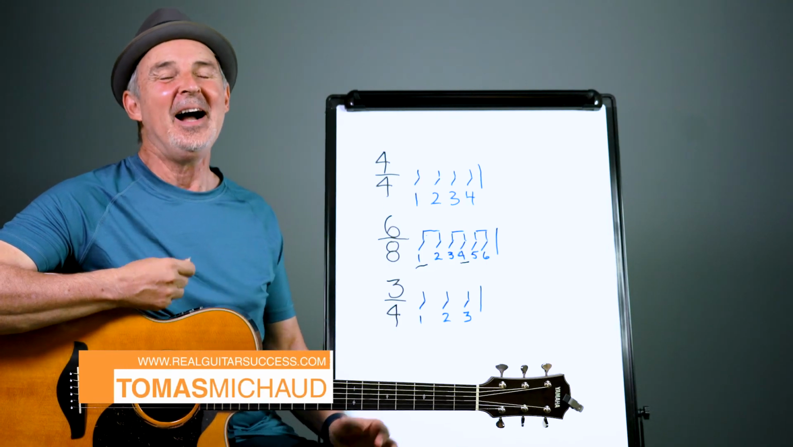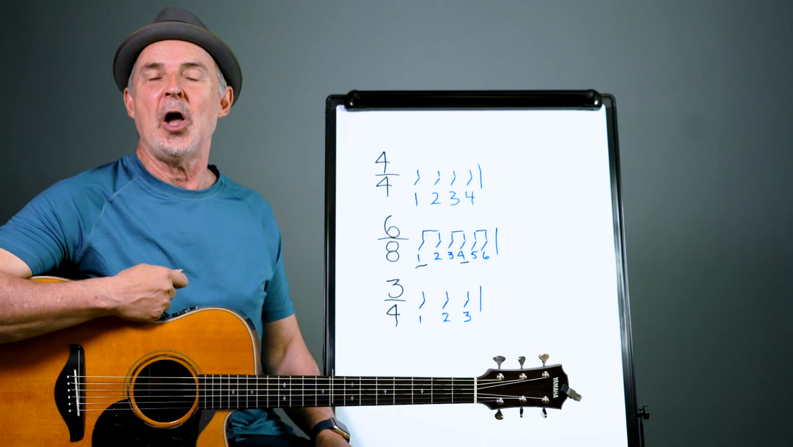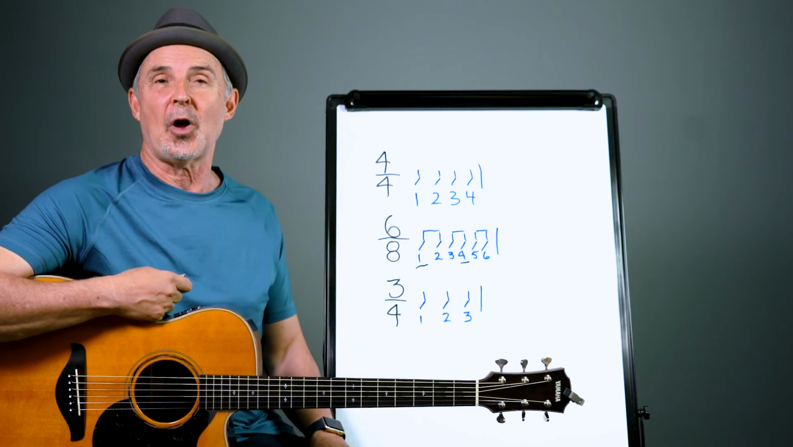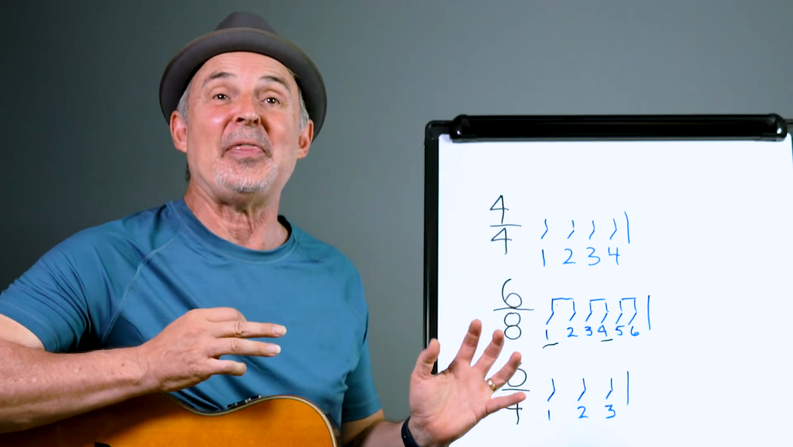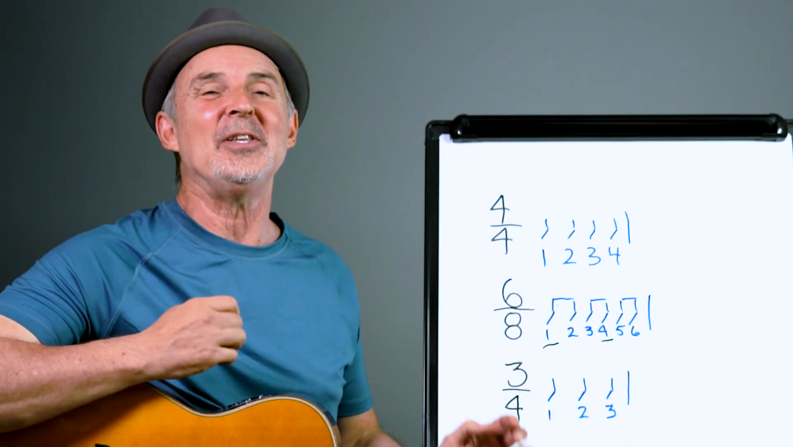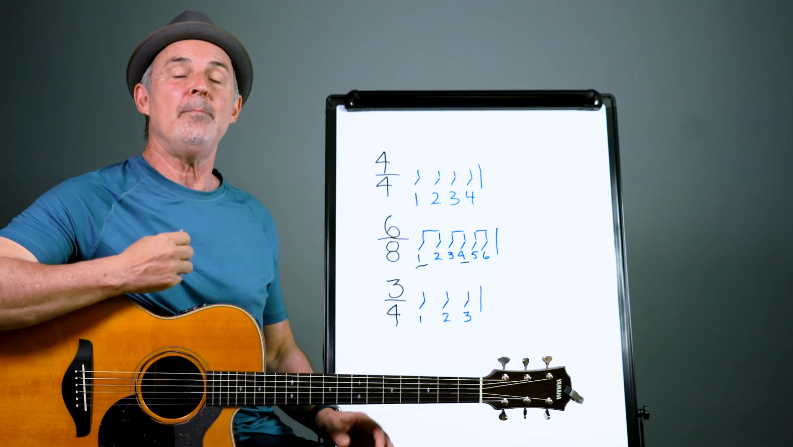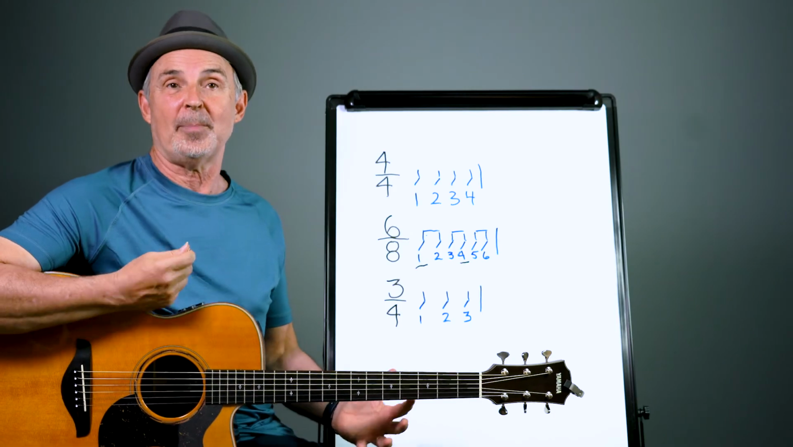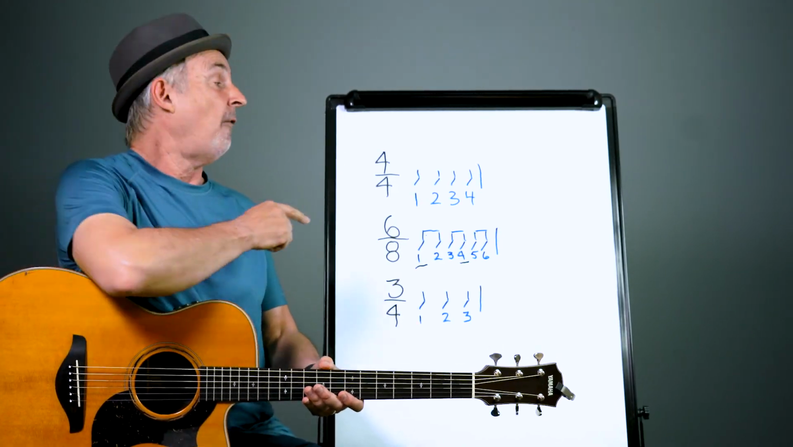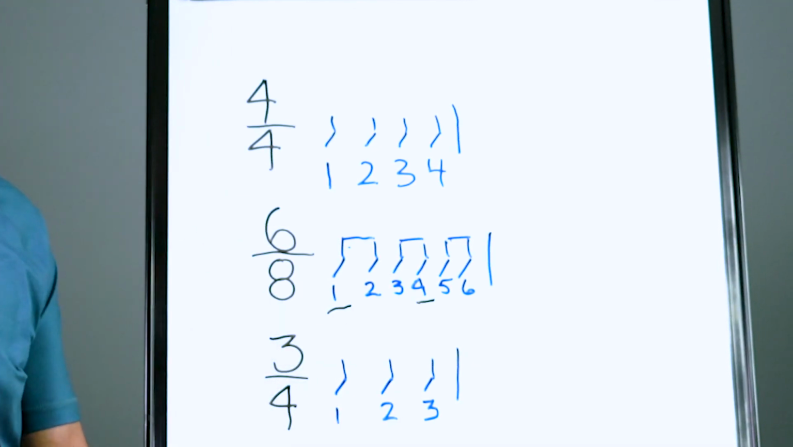Hey there. Understanding time signatures is the foundation of learning strumming patterns on the guitar. Now, we're going to start with the music theory part of it, but I'll go right into a practical application very quickly. We'll use the three most common time signatures that you're likely to use in your guitar playing. So that's what we call 4/4 time, 6/8 time, and 3/4 time.